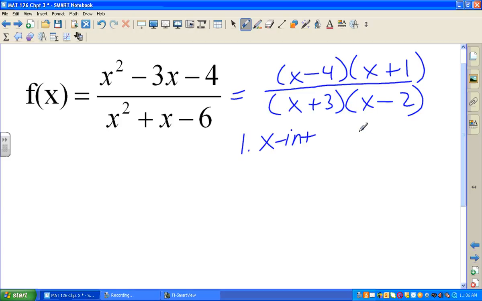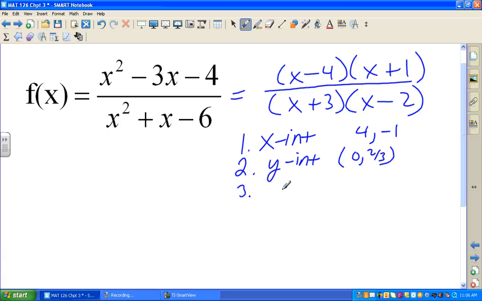Well, 4 or -1. Very good. 4, -1. Number 2, the y-intercept. 2/3. Yep. 0, 2/3.